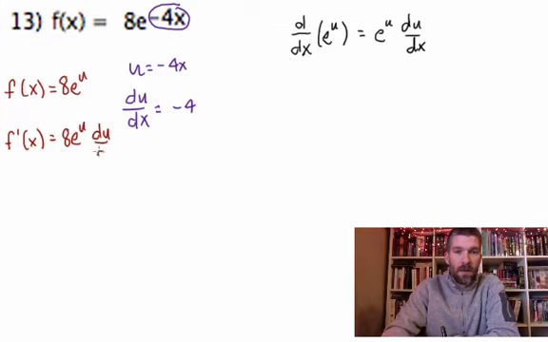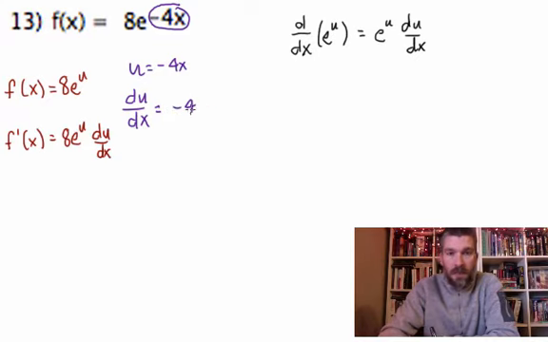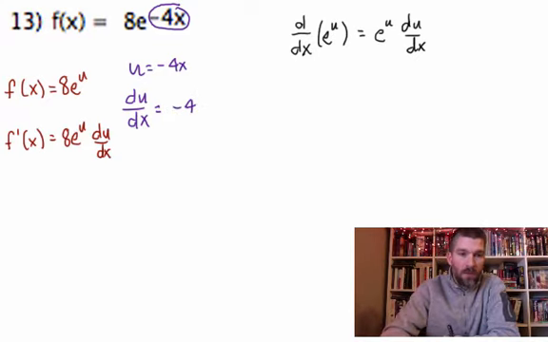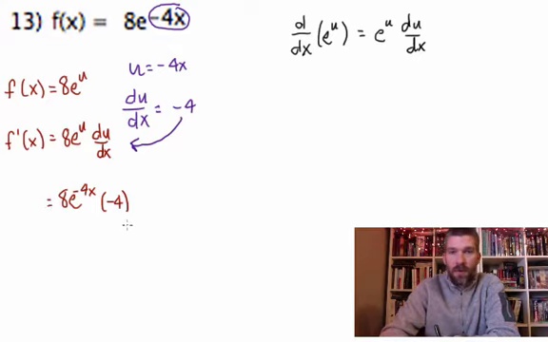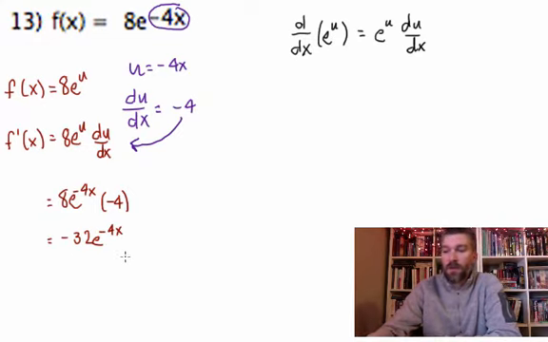times du dx. Well, we know what du dx is. It's negative 4. So what I'm going to do is I'm going to take this negative 4, and he's just going to go right in here for this guy, and I'm going to just put my negative 4x back in for u. And what happens is I end up with 8e to the negative 4x times negative 4. Now, there's a couple different ways that you could write this. 8 and 4 can be multiplied together because they're just constants, okay? So I've got negative 32 e to the negative 4x. Now this is a good answer. It's a correct answer. There's nothing on there that would indicate that you haven't done what you're supposed to do.